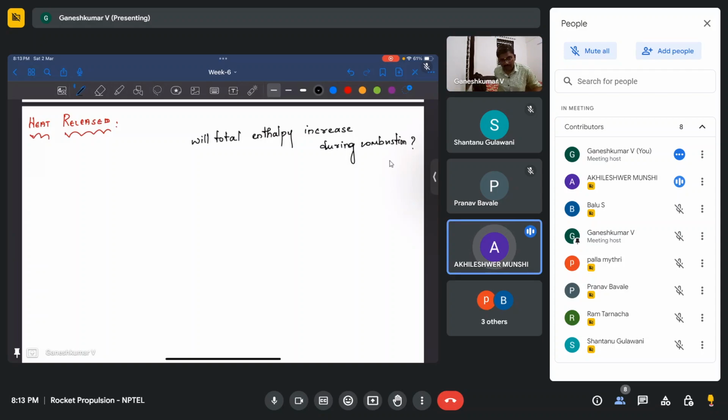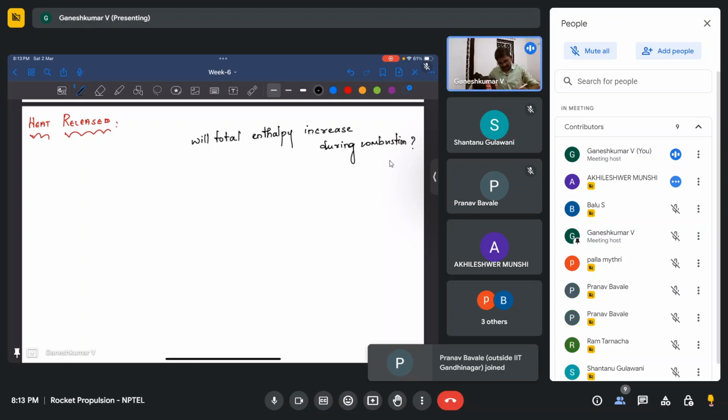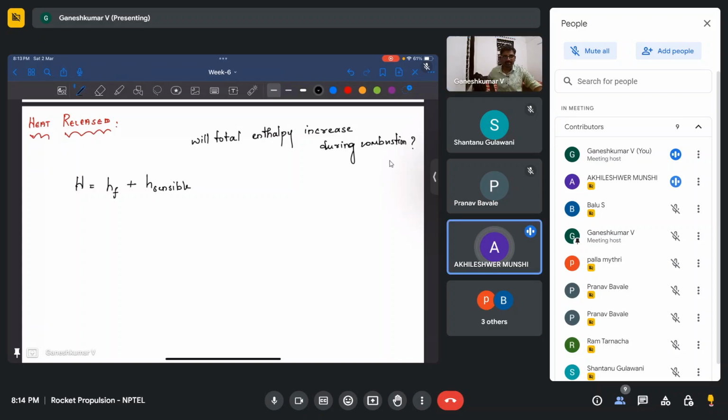But total enthalpy means we are saying of the universe, like both the system and its surroundings. No, no, that is not total enthalpy. When you say total enthalpy, it is nothing but the total enthalpy of any species or any gases. It's nothing but formation enthalpy plus sensible enthalpy. This is how you define it. So will this total enthalpy increase or decrease during combustion? Or what will happen to total enthalpy during combustion?